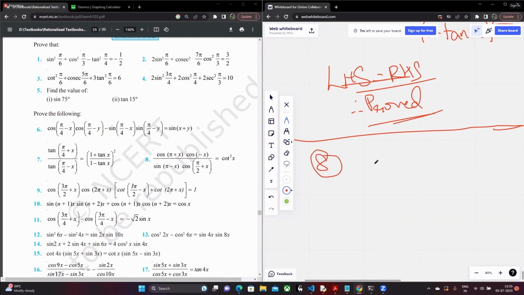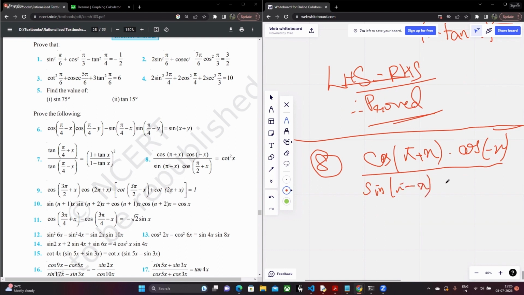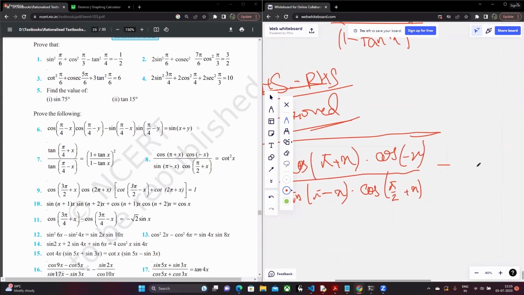Question number 8. Cos of pi plus x times cos of minus x divided by sine of pi minus x into cos of pi by 2 plus x is going to be equal to cos squared x.